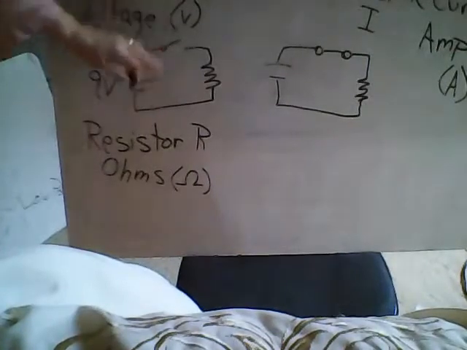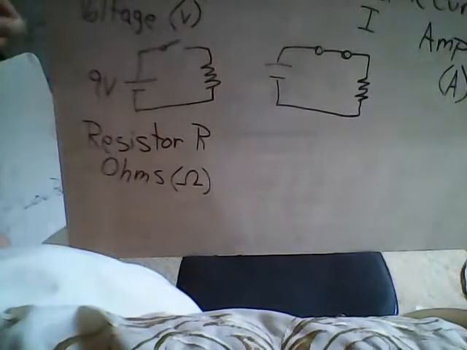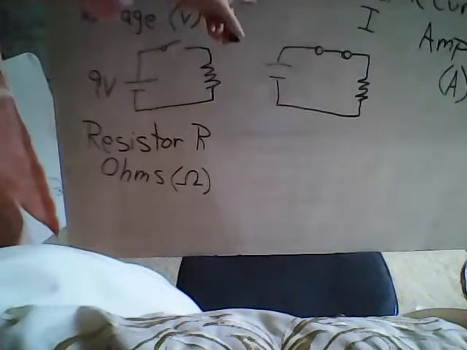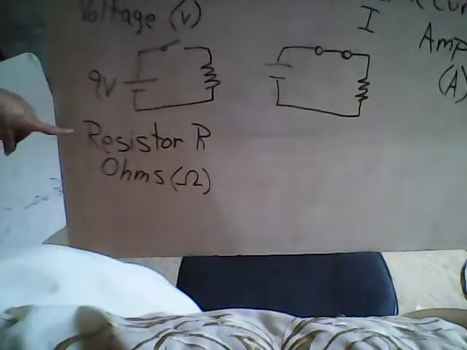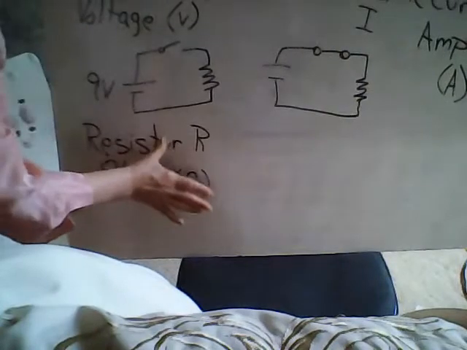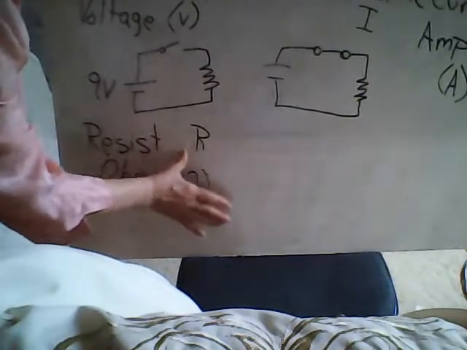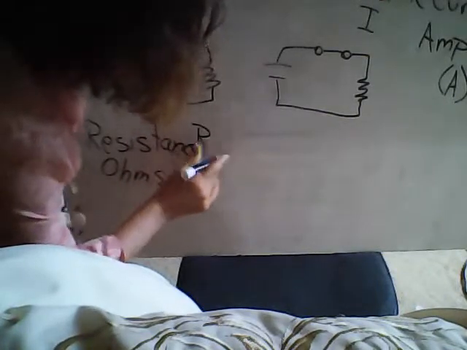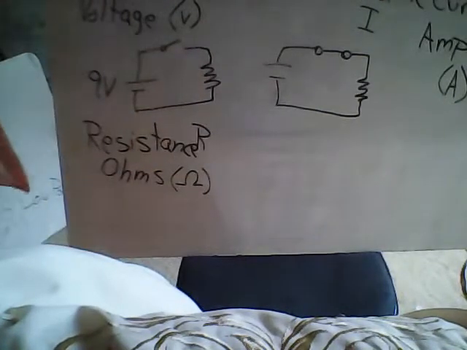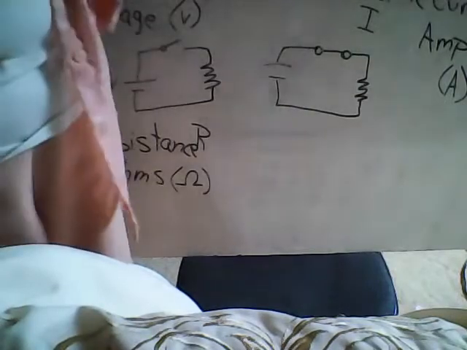So we have units, we have V, ohm, A for amps, and we have different things. We have potential difference, that's our voltage. We have electric current, that's I. And we have resistance. I put resistor here, but we're talking about resistance. And that's a capital R. And we have the units.